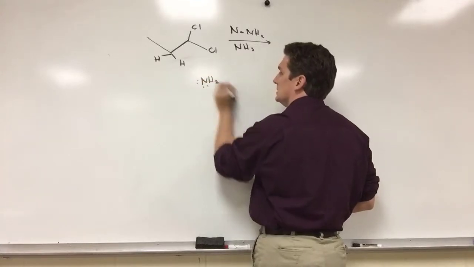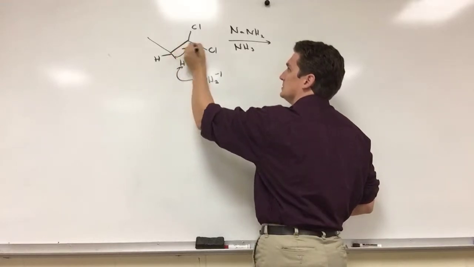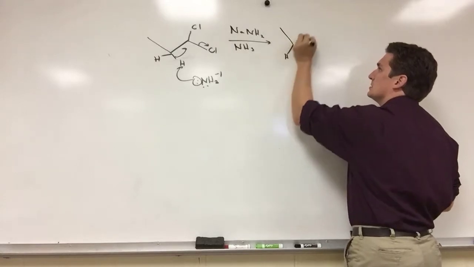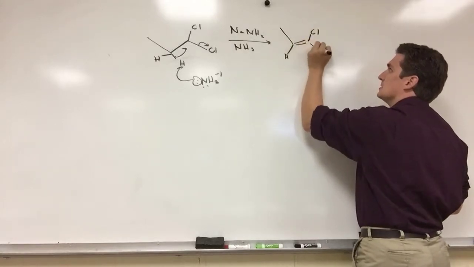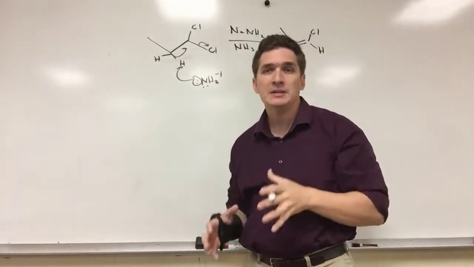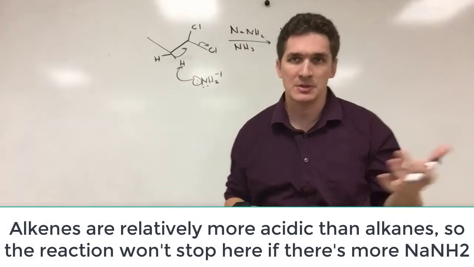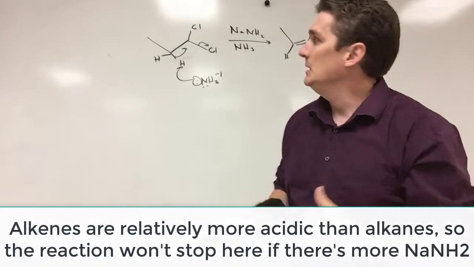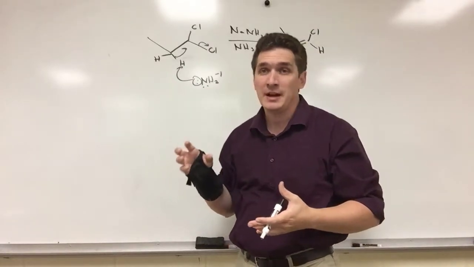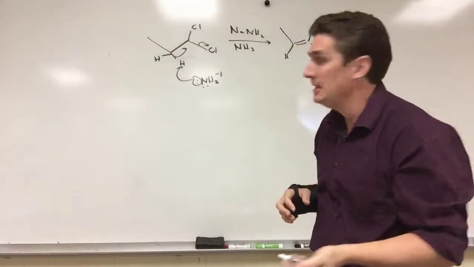And our first step, as you might expect, is attack of this ion against the hydrogen to produce our alkene. Now, alkenes are more acidic than alkanes, and when I say acidic, I mean relatively speaking. We are not going to produce H plus in water. But since this NH2 ion is so effective at removing a hydrogen from an alkane, it's going to be super effective at removing a hydrogen from an alkene.